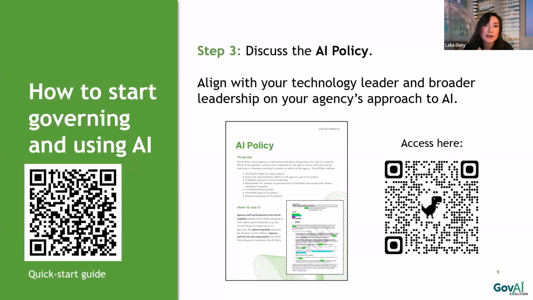Another important section is the prohibited uses section. This explicitly calls out specific uses of AI that your agency deems to be unacceptable, and therefore is going to be prohibiting. I'm going to pass it back to Angela to say a little bit more about the prohibited uses section.